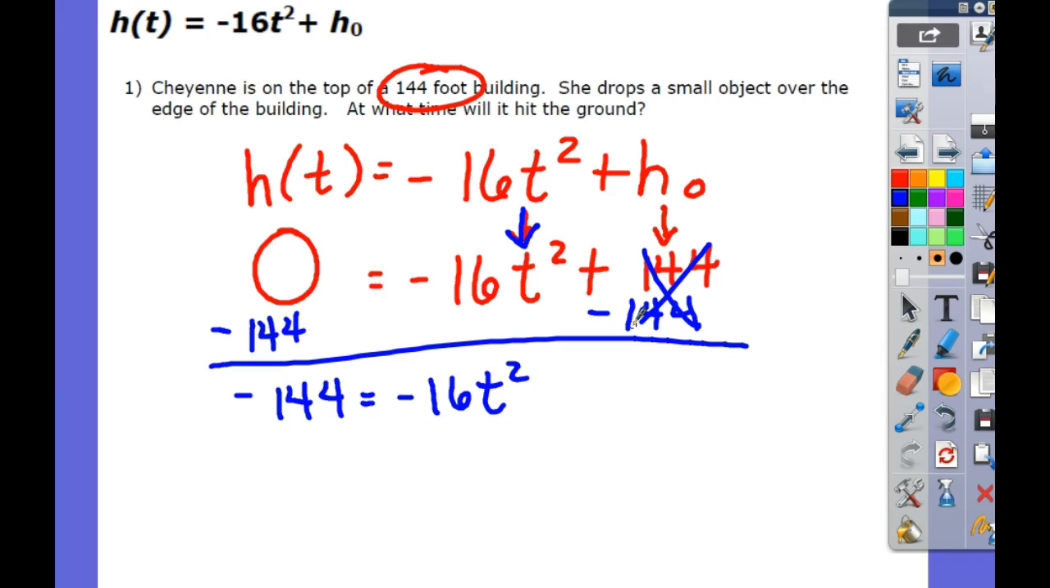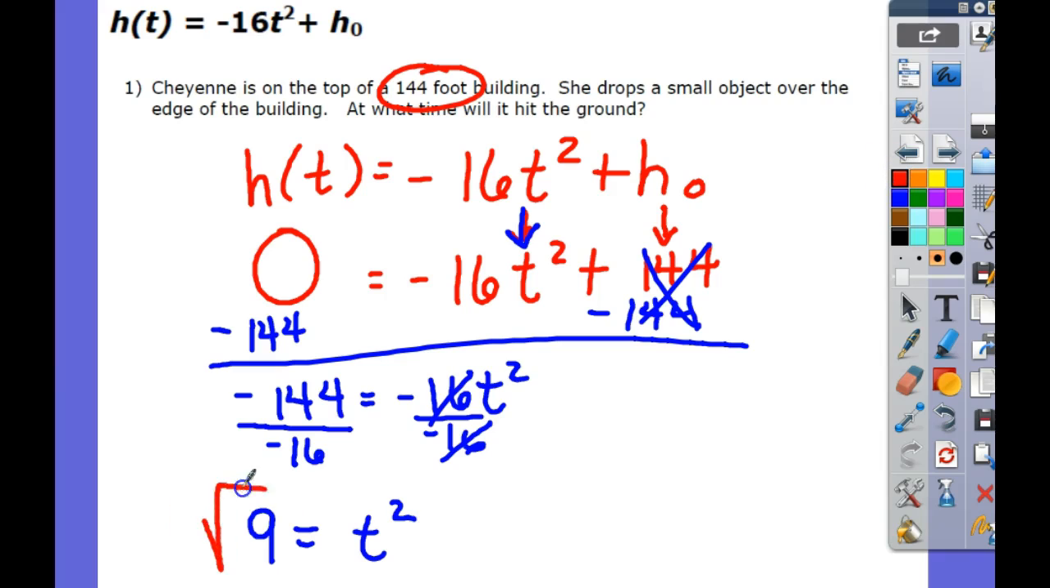I'm solving for t. What am I going to do with the negative 16? And so that's going to cancel out. And what do you get when you divide that? Did it come out to be 9? I'm solving for t. What am I going to do to get rid of the squared? And so what is t equal to? t is also equal to negative 3.